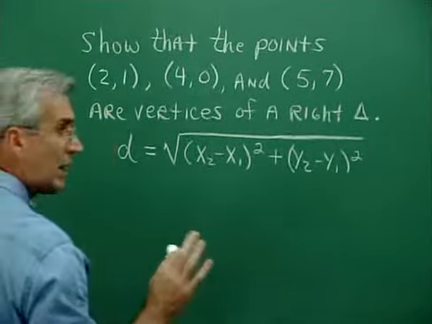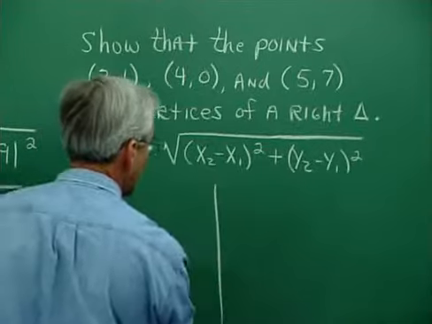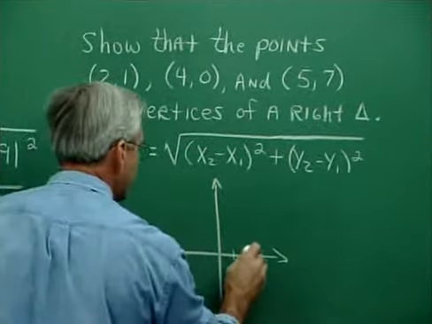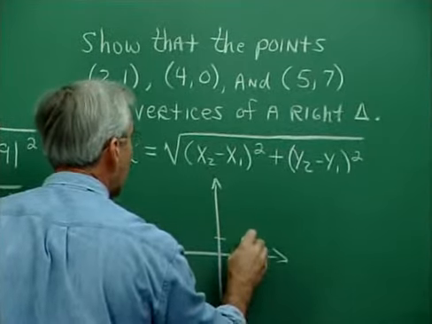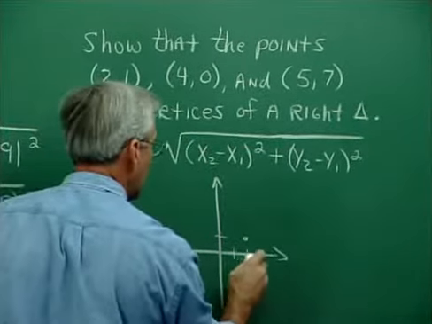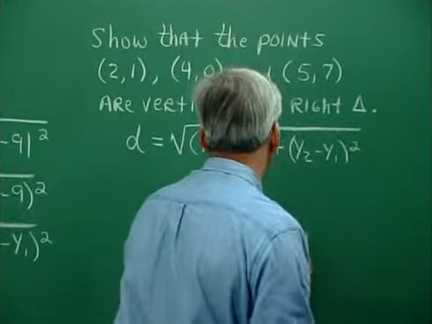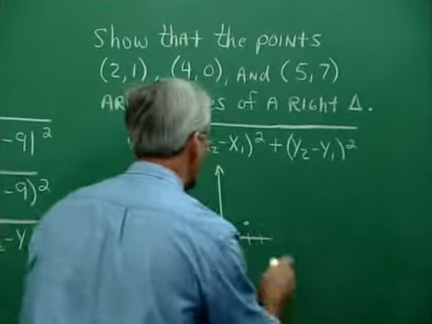I want to make sure, though, we understand what we're doing. Let me just sketch what's going on here. We've got the point 2, 1, about right here. The point 4, 0, that's about right here. I didn't think about this a great deal before I started this.